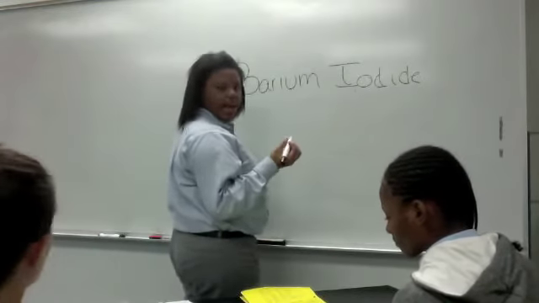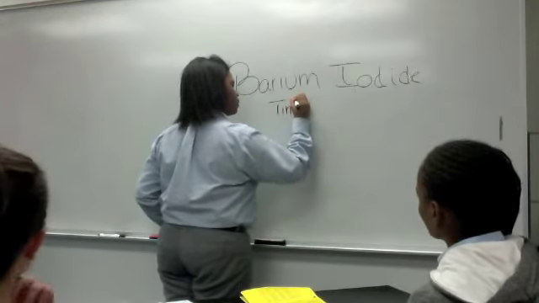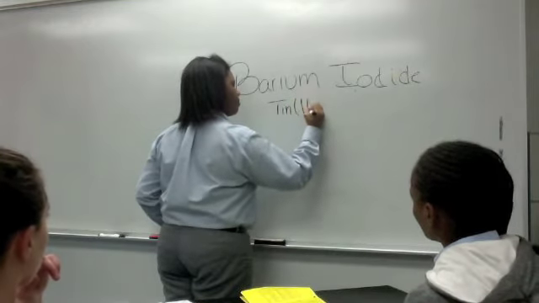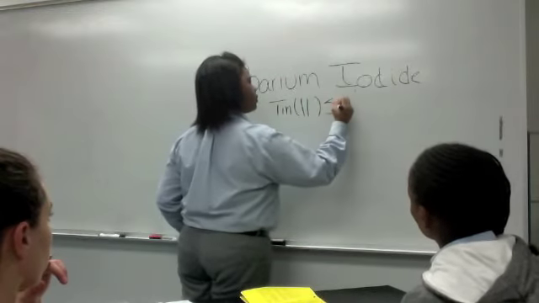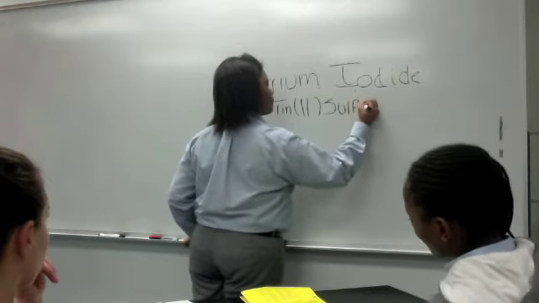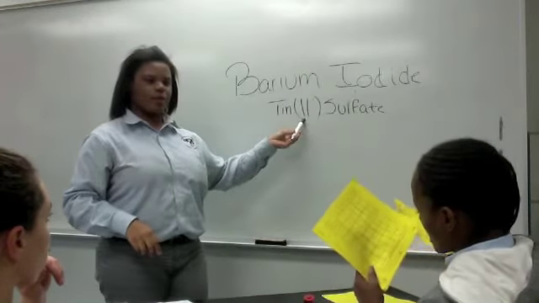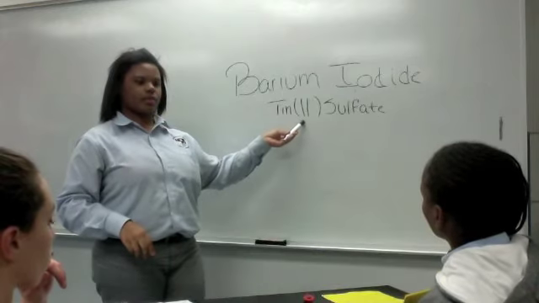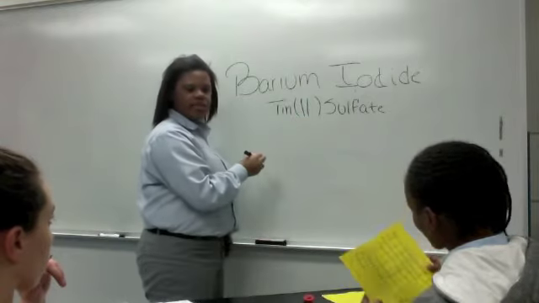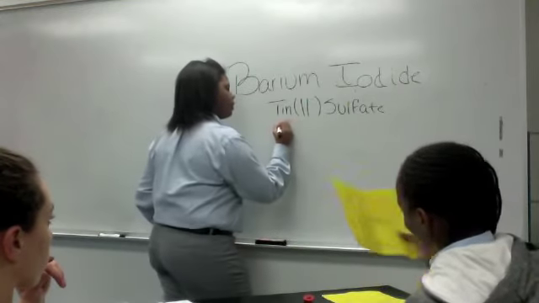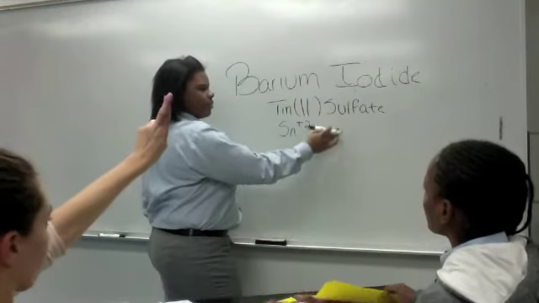This is the last one for our do now. So what do we have? Tin sulfate. What does the Roman numeral represent? That represents the oxidation number. So for tin, what's the symbol for tin? Sn. And what's the symbol for sulfate?